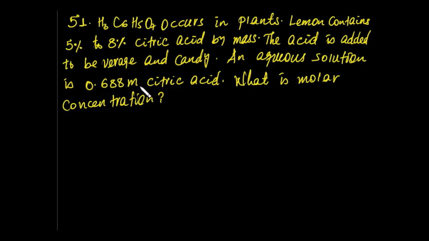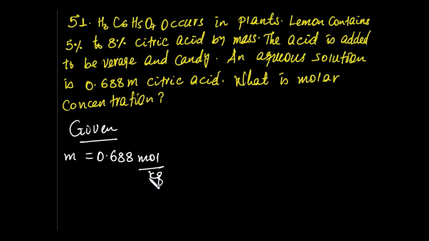is 0.688 molar citric acid. What is the molar concentration of this citric acid? Given the molality, we have only molality, which is equal to the molality of citric acid, 0.688 mole per kilogram. Required is the molar concentration.